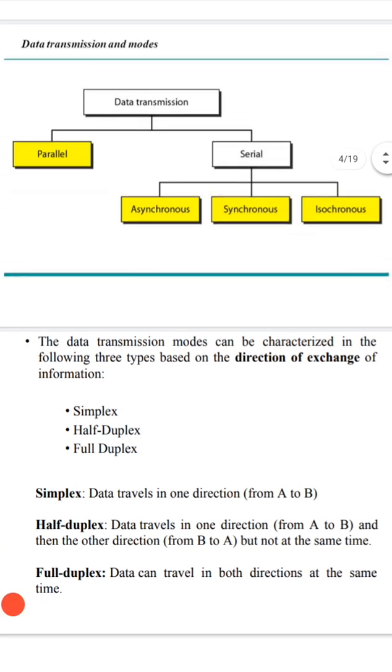Then what are the types of data transmission modes? Mainly they are classified into two: parallel and serial transmission. The serial transmission is again divided into three types: asynchronous, synchronous, and isochronous.